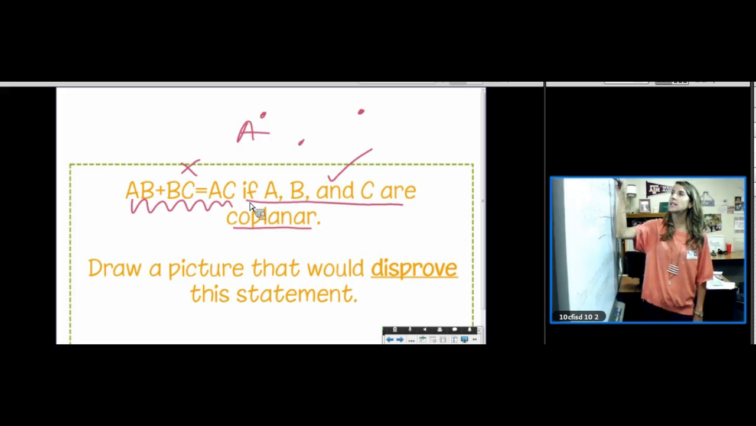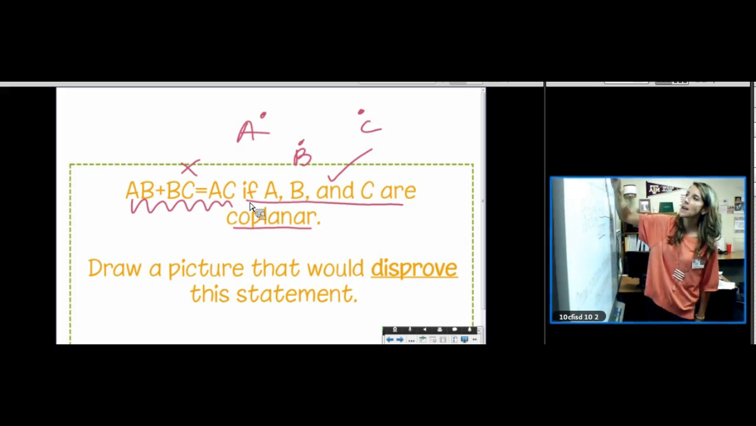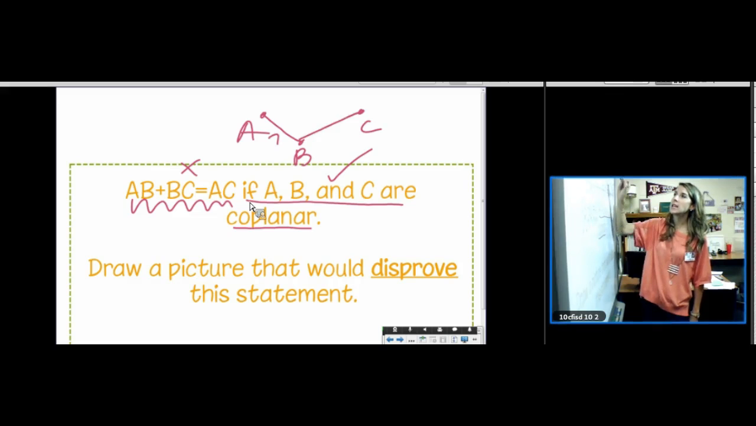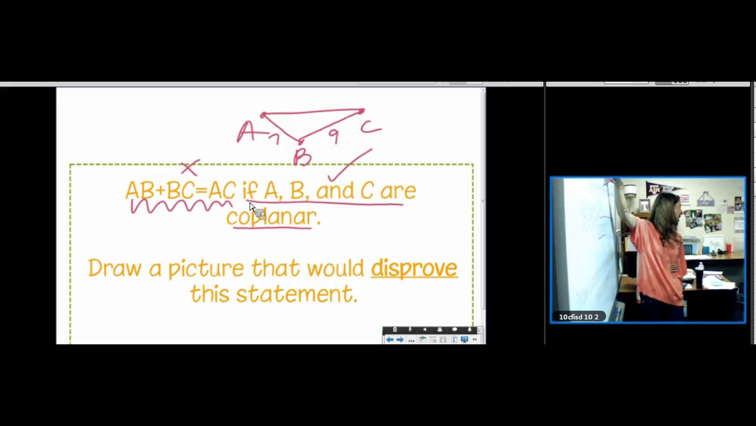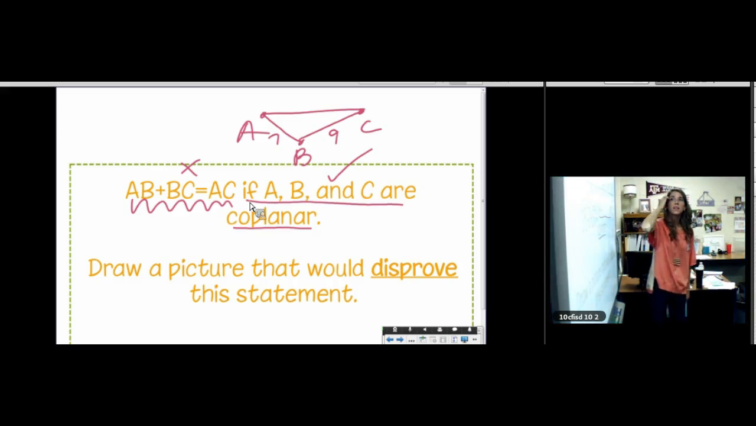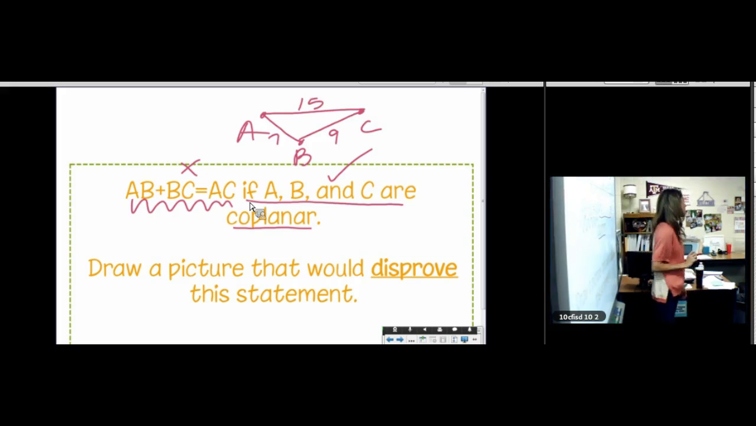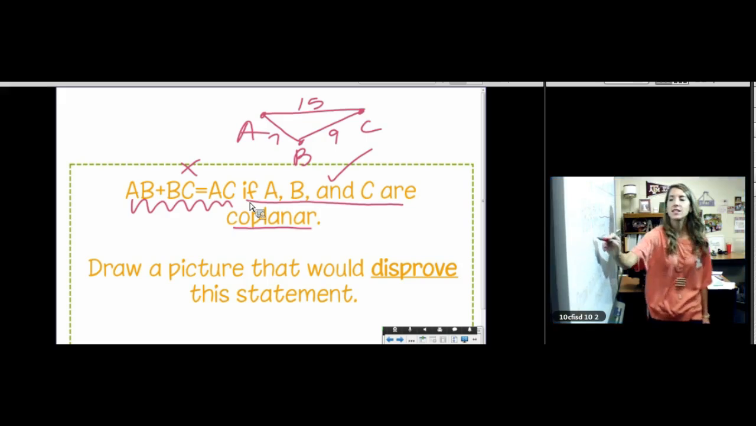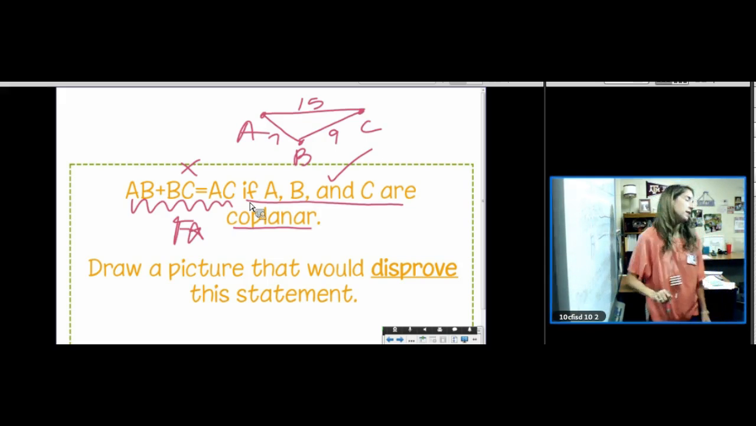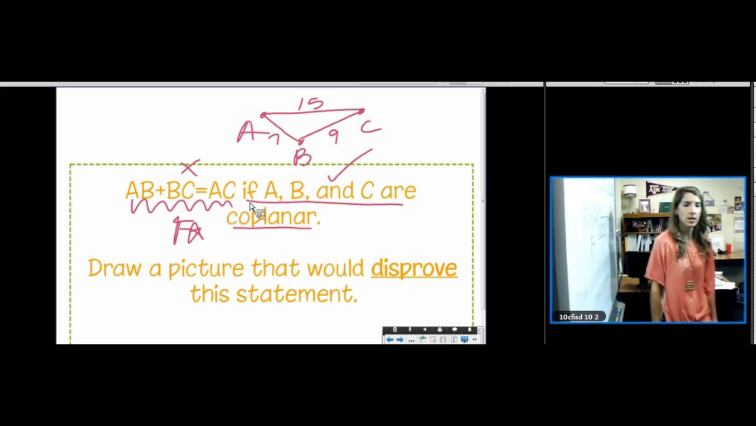If this is A, B, and C, tell me if this is true. AB, let's say it's 7, plus BC, let's say that's 9, equals AC. Does that plus that equal that? That's not how a triangle works. No. This one's probably, I wouldn't even guess how long it is, but it's probably not 16. Let's say it's 15 just for kicks. Okay? So I found a picture where they were coplanar, but AB plus BC did not equal AC. This only works if the points are in a row, if they're all on the same segment, if they're collinear. So you better believe you'll see that on your test.